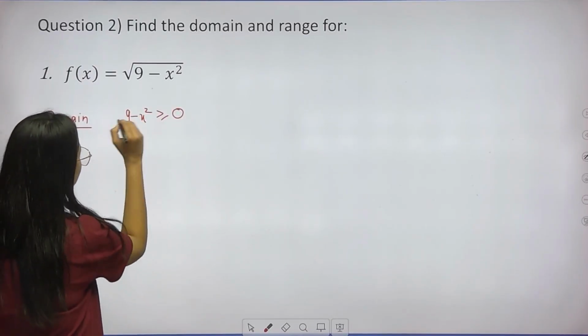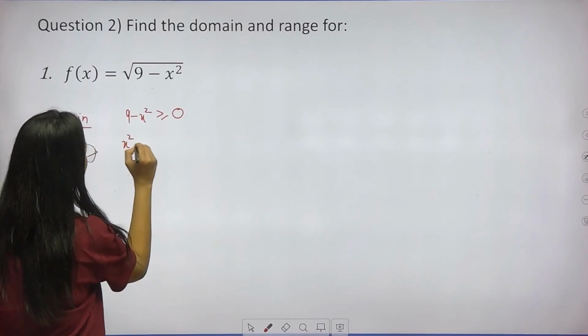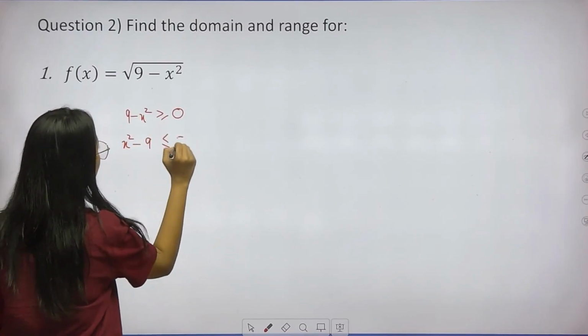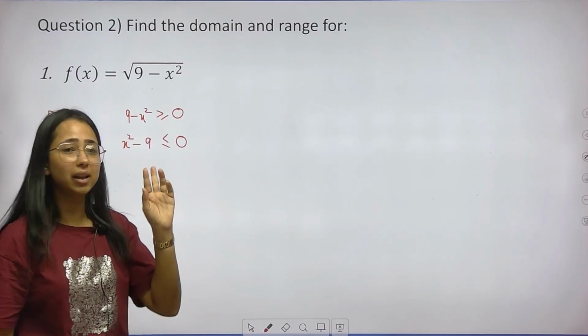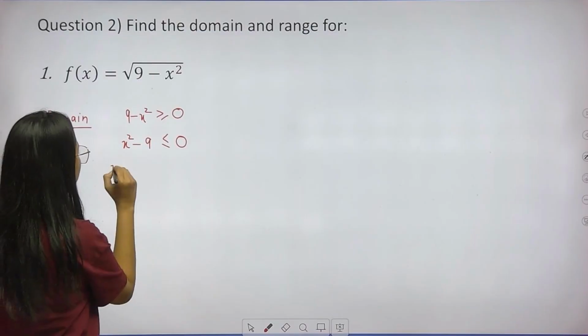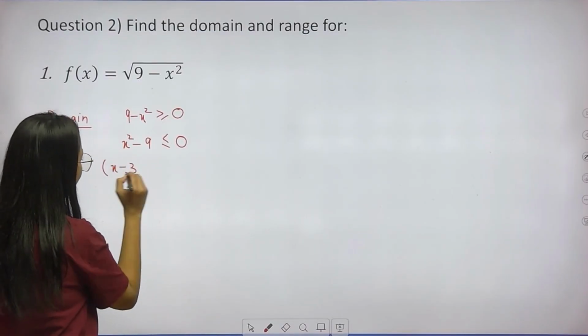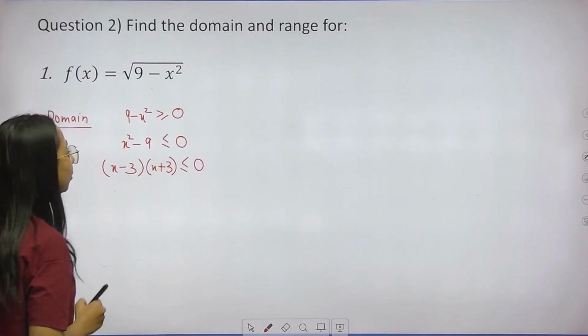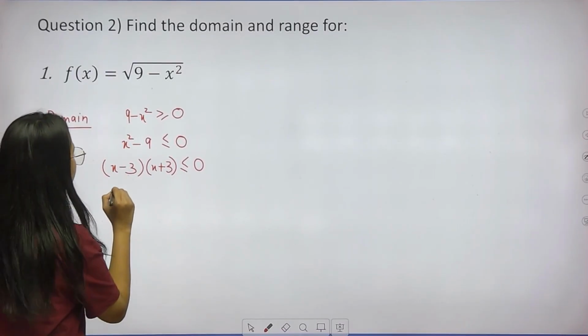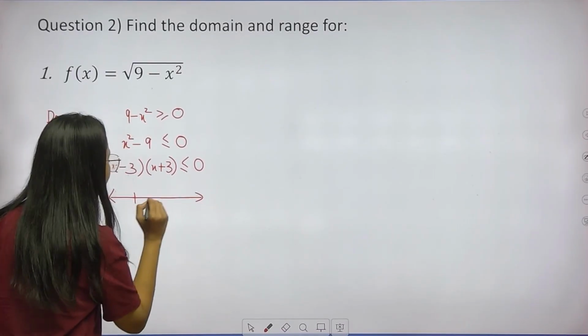Let's take minus 1 common. So it becomes x square minus 9, and now it becomes less than or equal to 0, because if we multiply with a negative number on both the sides, the inequality gets reversed. Now we can say that it becomes, using a square minus b square, x minus 3 and x plus 3 is less than or equal to 0. Clear? Now let's draw a number line.